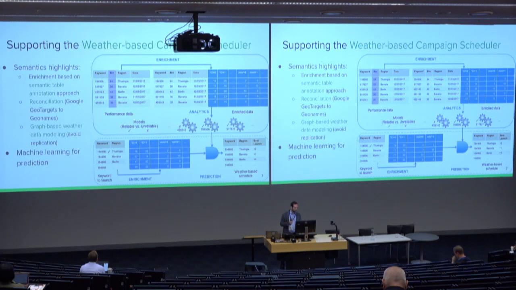And specifically, when we are talking about semantics, we intend an enrichment based on semantic table annotation. So we want to extend the values available in the table with entities coming from knowledge bases. And also, we want to extend the dataset by using a graph-based modeling of the weather data that we don't have here. And then a predictive model to find out which are the best dates to run a new campaign.